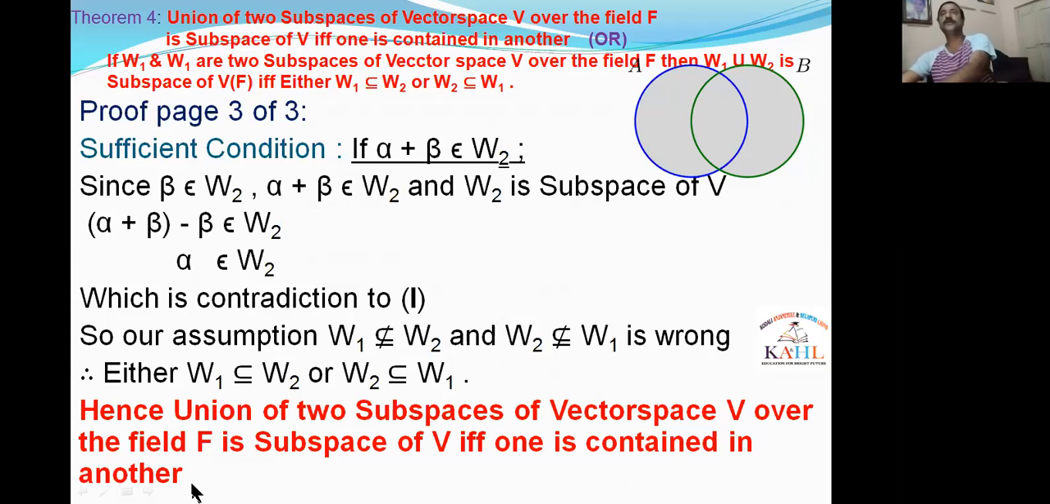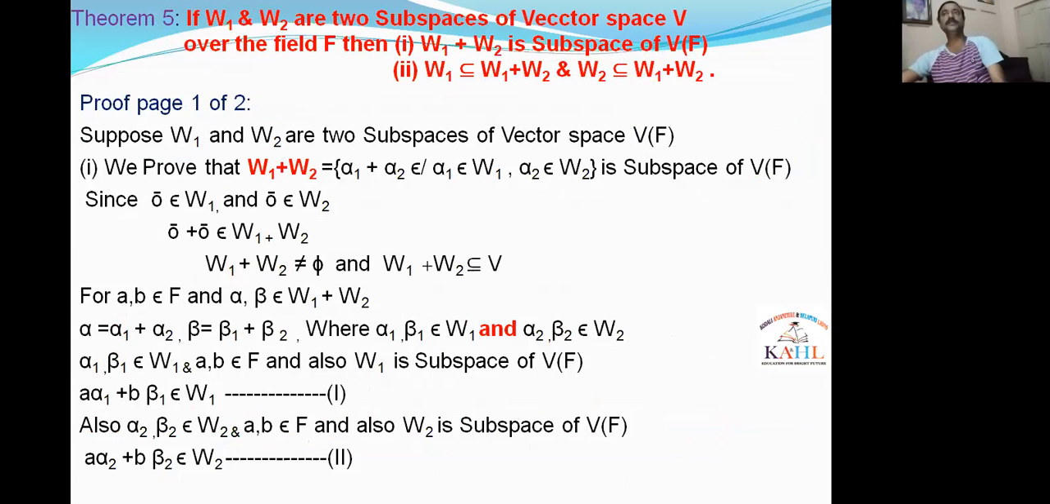Okay, students? Now we go to the third one. That is theorem 5. What is that? If W1 and W2 are two subspaces of vector space V over the field F, then W1 plus W2 is a subspace of V of F. Second, W1 is contained in W1 plus W2 and W2 is contained in W1 plus W2. If W1 and W2 are two subspaces of V of F, then we have to prove these two bits. So for that, I am taking the following.